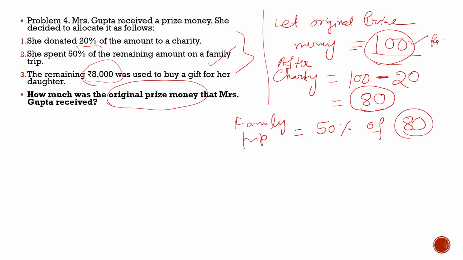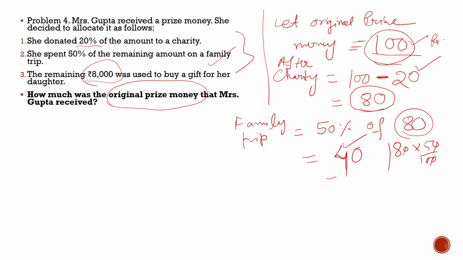So half of 80 will be 50% of 80. We don't need to calculate it because we know that half of 80 will be 40. Right? You can apply the same formula, like 80 into 50 by 100. The 0 will cancel out and you will get 40. So 40 rupees she has spent on the family trip. So for charity she has spent 20 and for the family trip she has spent 40.